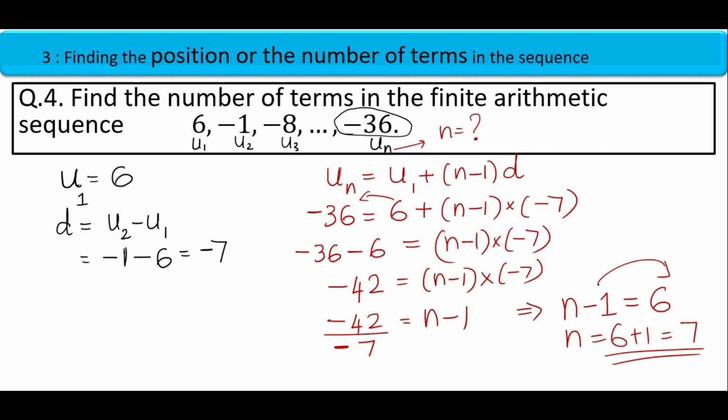So the number of terms in this finite sequence is going to be 7, and it is U7 here, which is negative 36. That's it for the day.